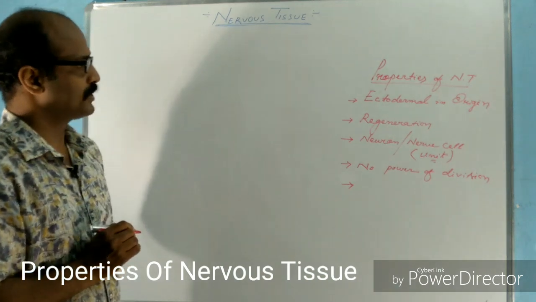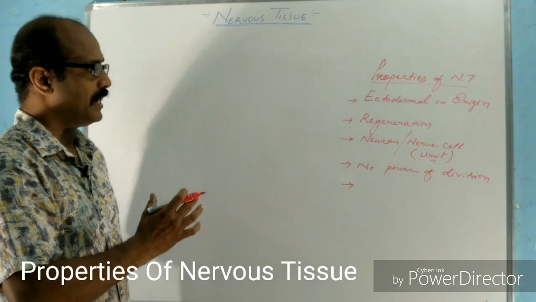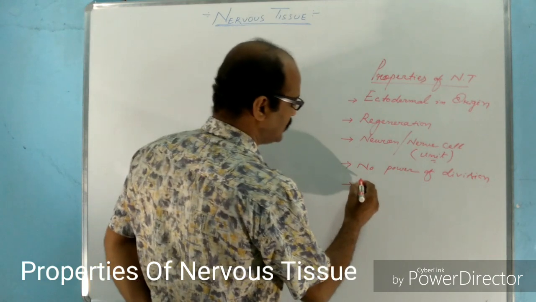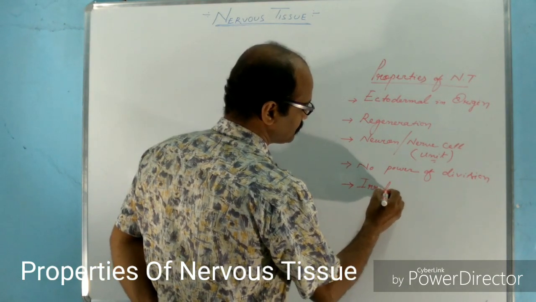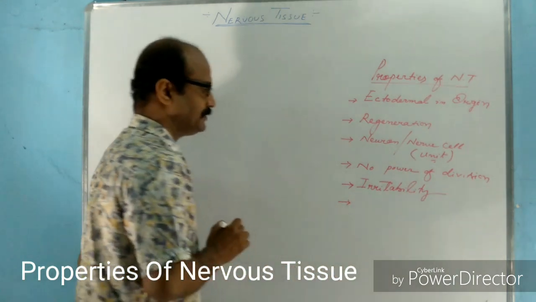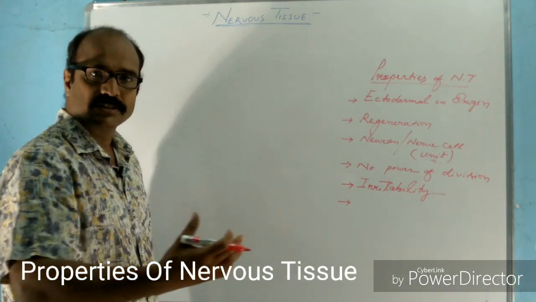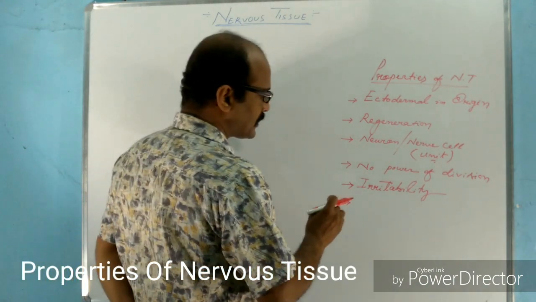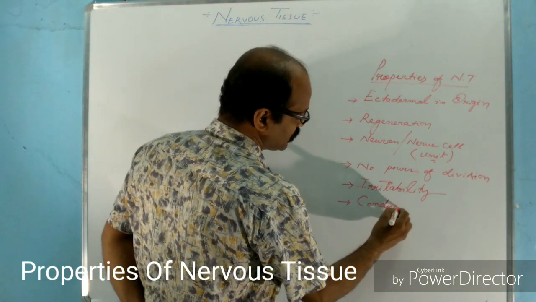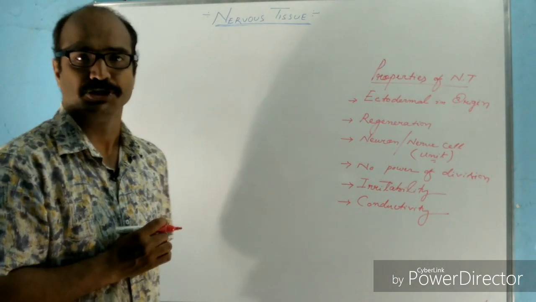The very interesting property of the nervous tissue is that it has the power of responding to the external stimuli, and this is known as irritability. Another property of nervous tissue is that it can conduct the nerve impulse from one part of the body to another part of the body, and this is known as conductivity. So these are the properties of nerve tissue.